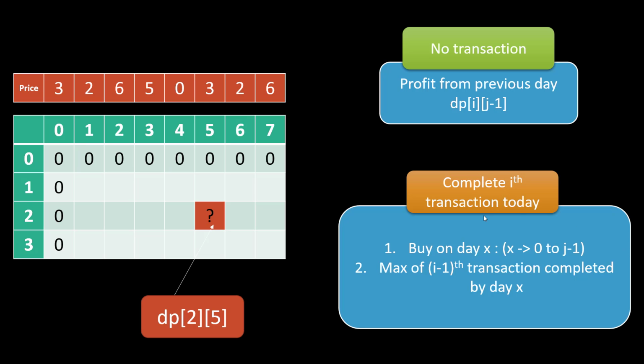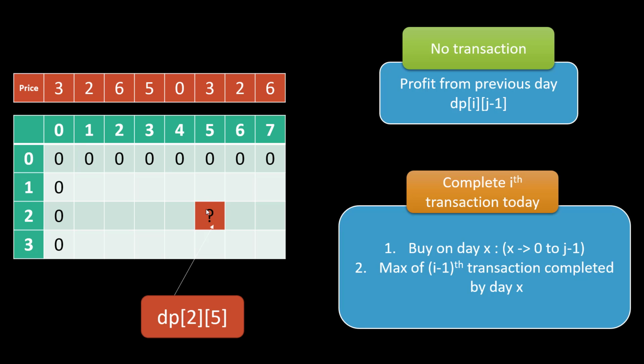Now this was your ith transaction. So what about the previous i minus 1 transactions that you did? The profit for that is already calculated in the i minus 1 row. So that value will be the value in this particular row for the day on which you are buying the stock for the ith transaction. So let's see this with an example.